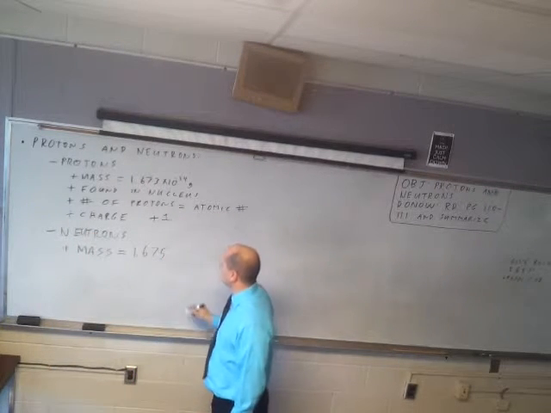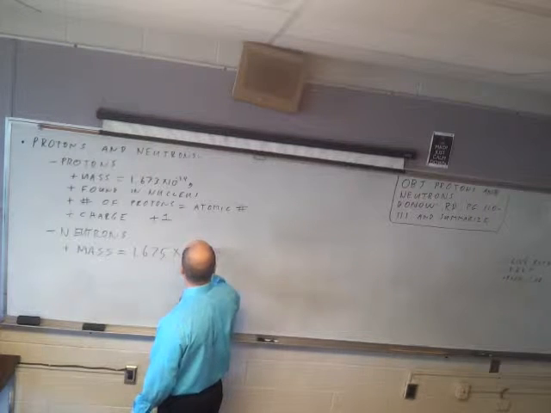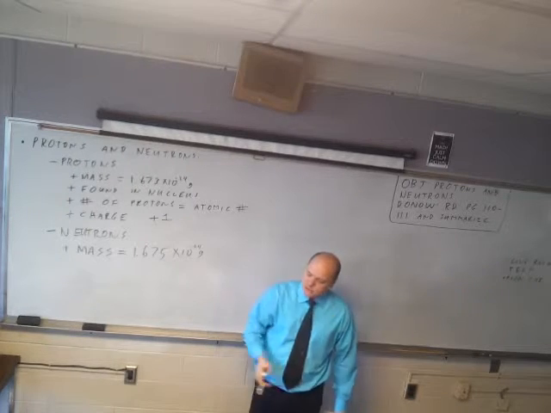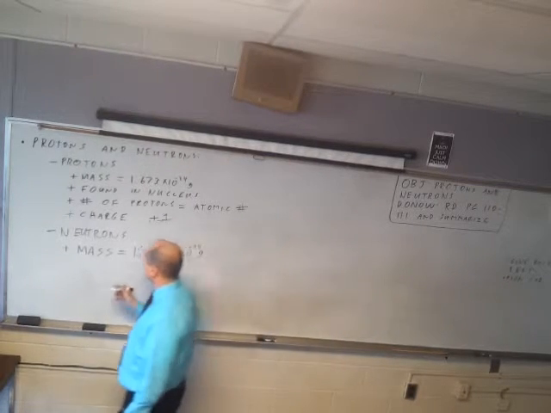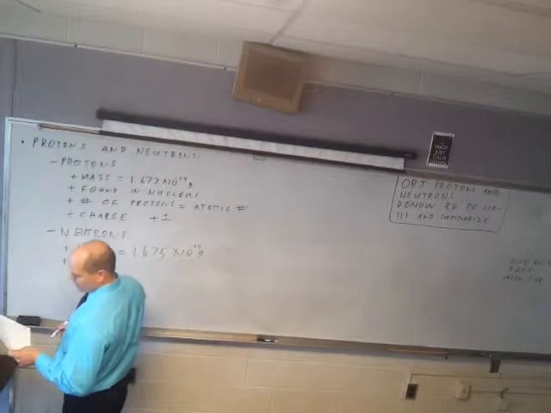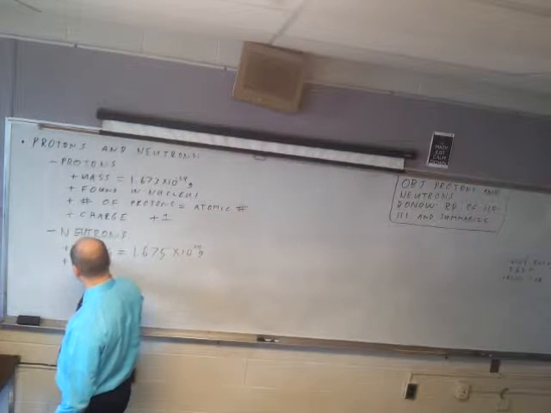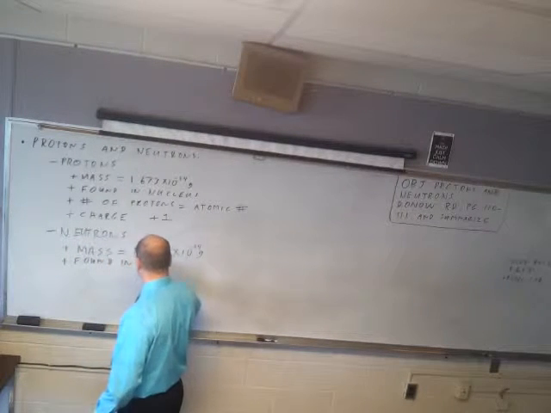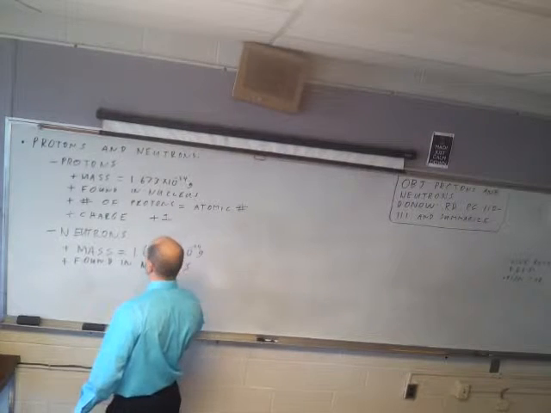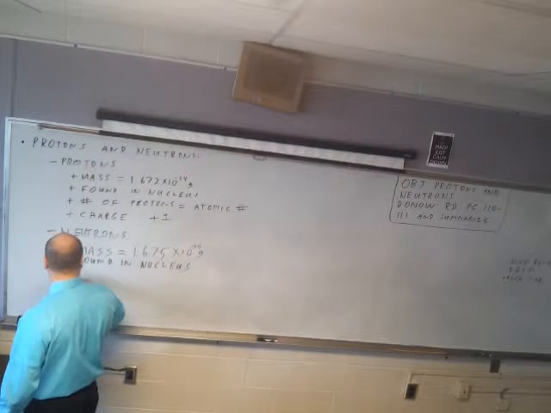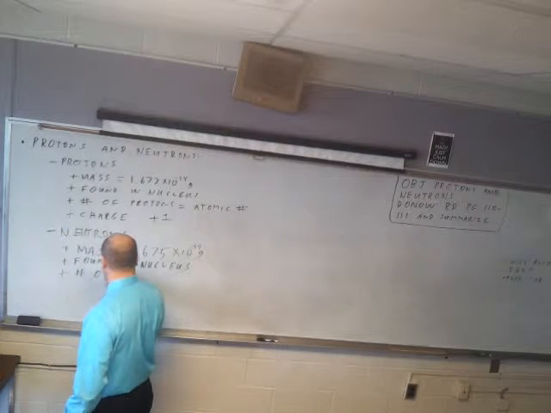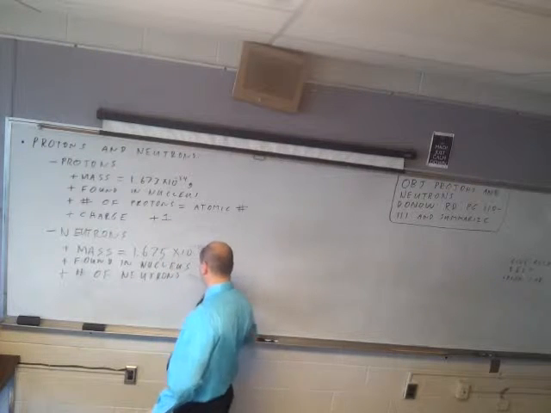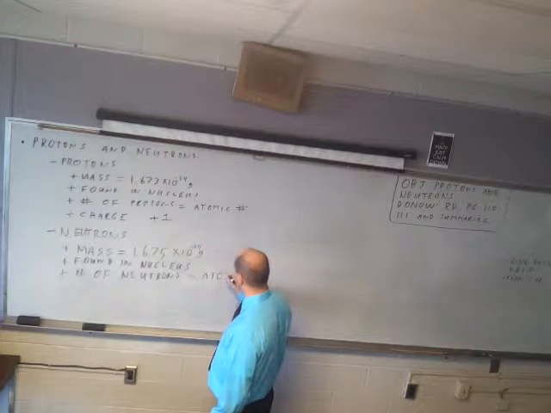So neutrons are actually 1.675 times 10 to the minus 24. They are slightly more massive than protons, which after today you're probably never going to need to know. But I figured it was interesting, so I put it in there. Found in the nucleus. Number of neutrons. So again, this is atomic mass minus atomic number.